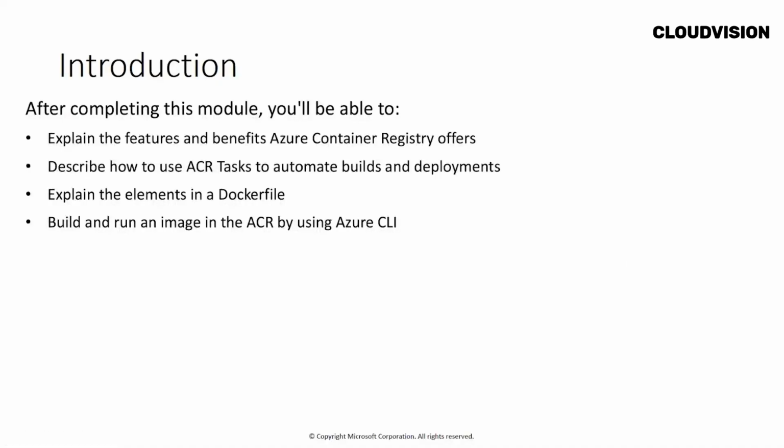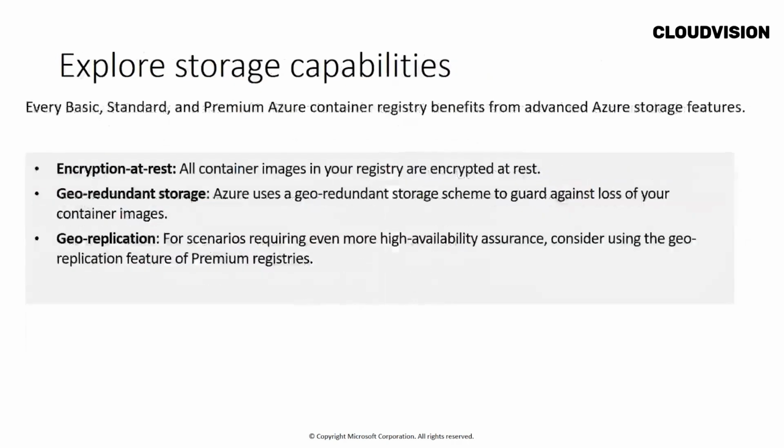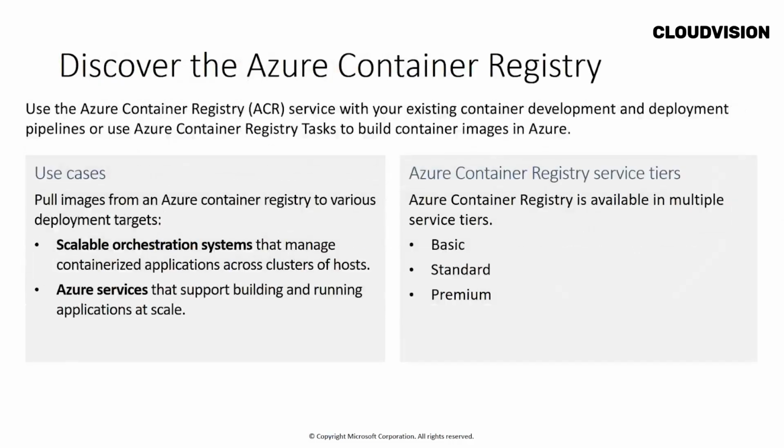So, introduction. In this module, we will explain the features and benefits of Azure Container Registry, describe how to use the Azure Container Registry tasks, explain the elements in the Docker file, and build and run the image in the ACR by using CLI. So we need to understand the container registry first. Then I will be explaining the Docker file, how to convert it into an image, and put that into the container registry. We'll see step by step.